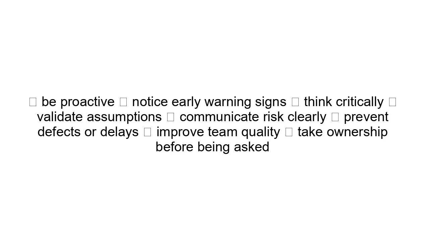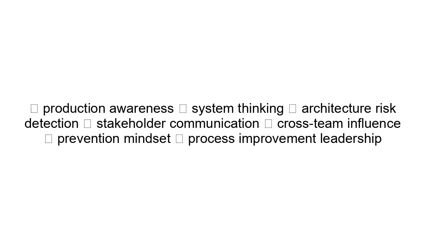What interviewers are looking for. Interviewers want to see whether you can be proactive, notice early warning signs, think critically, validate assumptions, communicate risk clearly, prevent defects or delays, improve team quality, and take ownership before being asked. For senior roles, they also want to see production awareness, system thinking, architecture risk detection, stakeholder communication, cross-team influence, prevention mindset, and process improvement leadership.